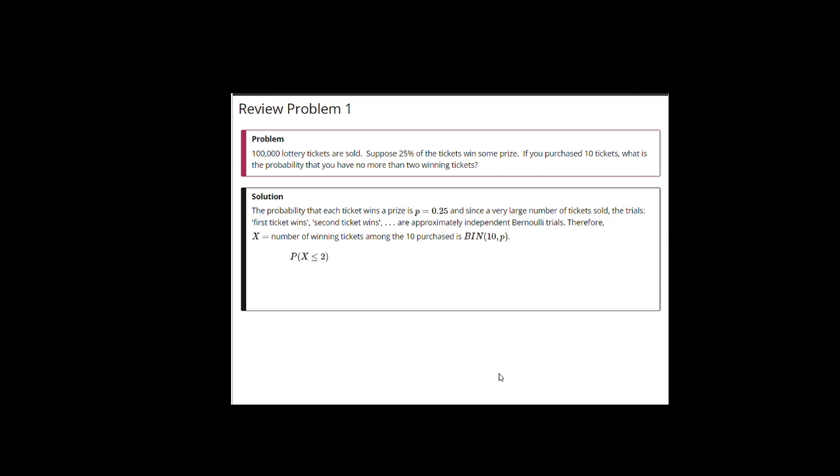And the probability that there are no more than 2 winning tickets among our 10 is the probability that X is less than or equal to 2. If we use the binomial probability function, this becomes 10 choose 0, p to the 0, 1 minus p to the 10, plus 10 choose 1, p to the 1, 1 minus p to the 9, plus 10 choose 2, p squared, 1 minus p to the 8. And replacing p by 0.25 and 1 minus p by 0.75, and calculating this numerically, we get an answer of somewhere around 52%. Indeed, we are quite likely to have 2 or fewer winning tickets in our batch of 10.